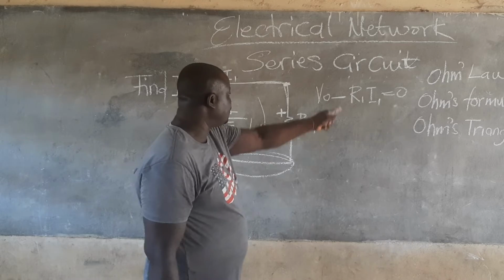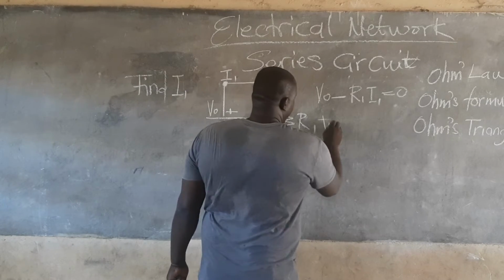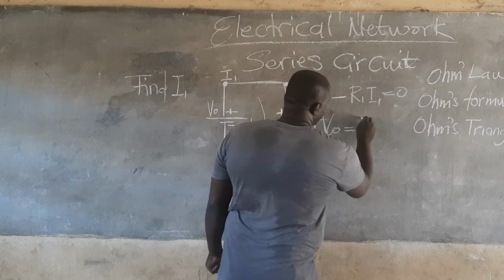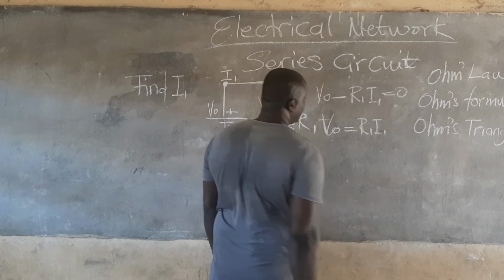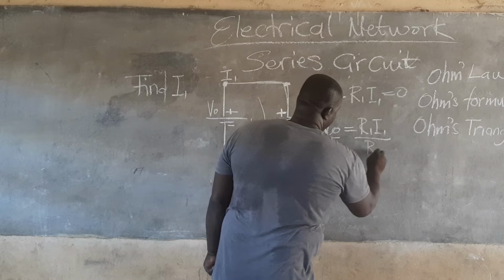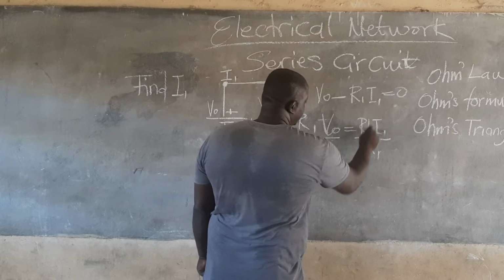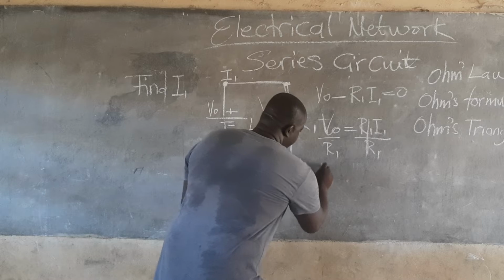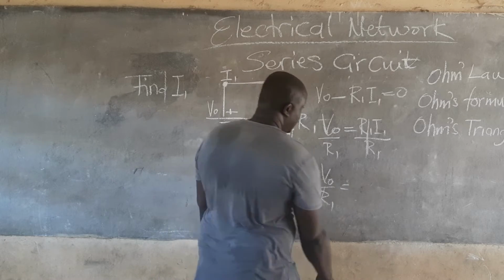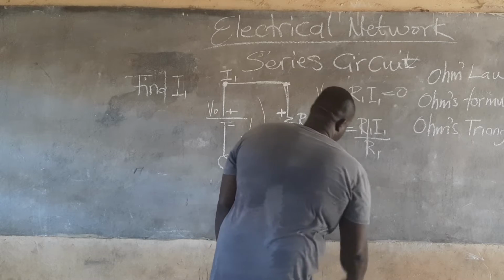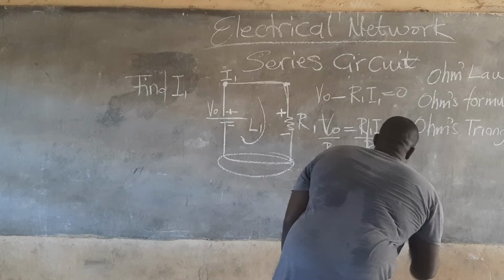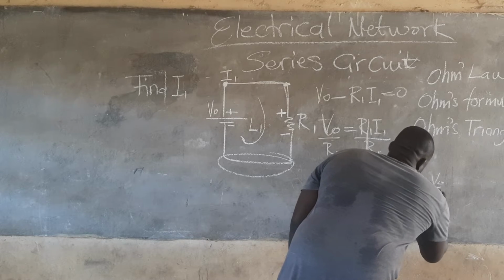Now because they ask us to find current, we can rewrite this as V0 is equal to R1 I1. They ask us to find current, so I1. So this cancels this. Therefore, V0 over R1 is equal to I1, or I1 is equal to V0 over R1.